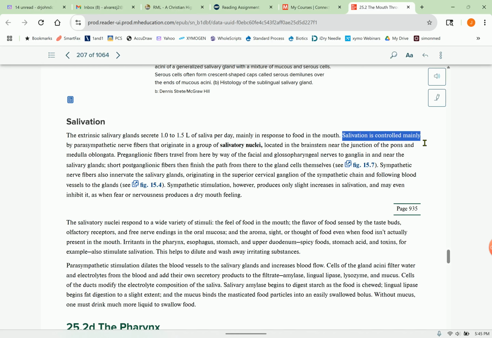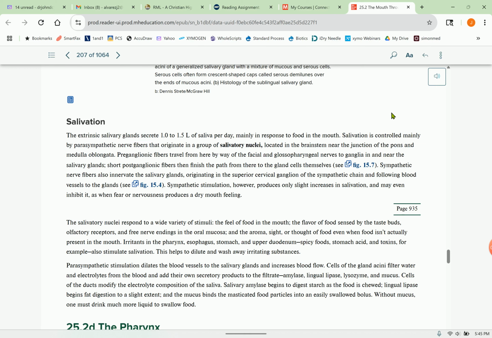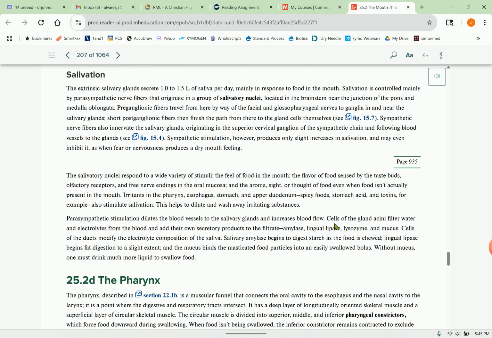Okay, the saliva is mainly controlled by the parasympathetic nerve fibers. And if you get stressed, a person can actually get cotton mouth, right? So the sympathetics can start to take away the saliva. So you may get cotton mouth if you're stressed. But when you're eating, you want to be in parasympathetics, which helps to release that saliva.